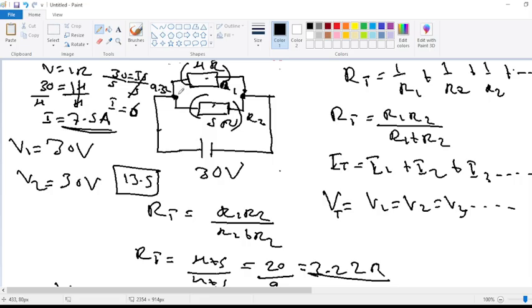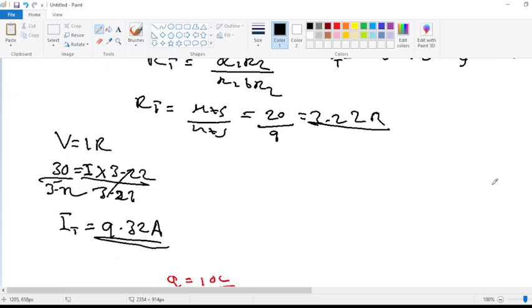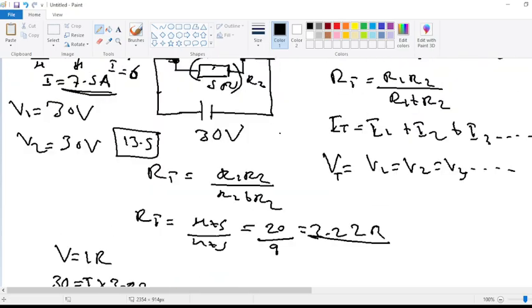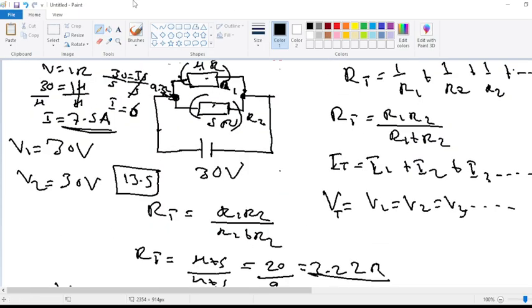So 9.32 is the current which was going through this node here. Now the 9.32 is going to distribute across this resistor here and this resistor here. If you can have this current here, let me just erase something here, then we try to calculate nicely. We see the current which was being supplied at 4 ohms and at 5 ohms.